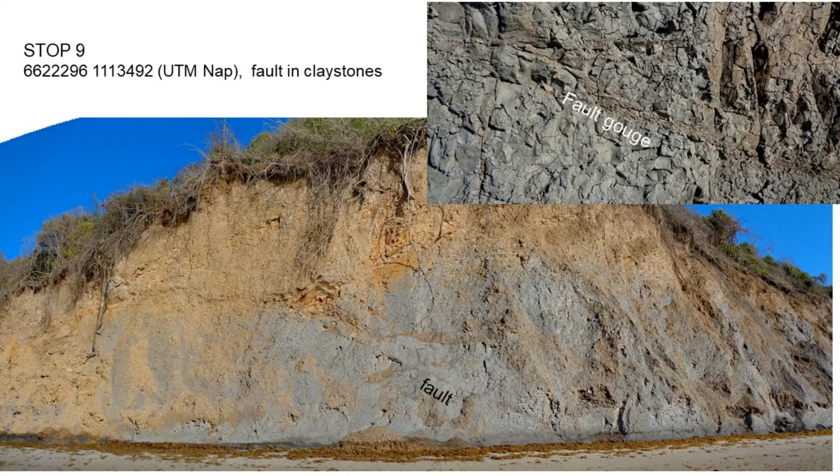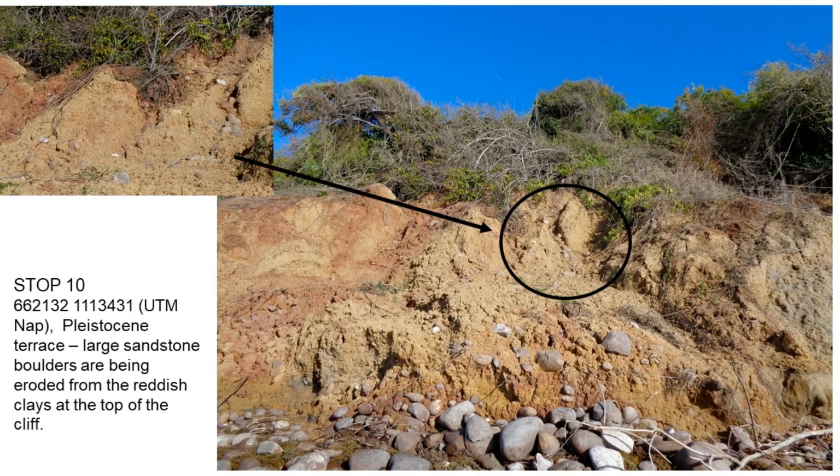At stop 9 is a large claystone outcrop with a left to right dipping fault. The inset illustrates fault gouge. At stop 10, we have the remnants of a Pleistocene terrace. Large sandstone boulders are being eroded from the reddish clays at the top of the cliff, forming this terrace.